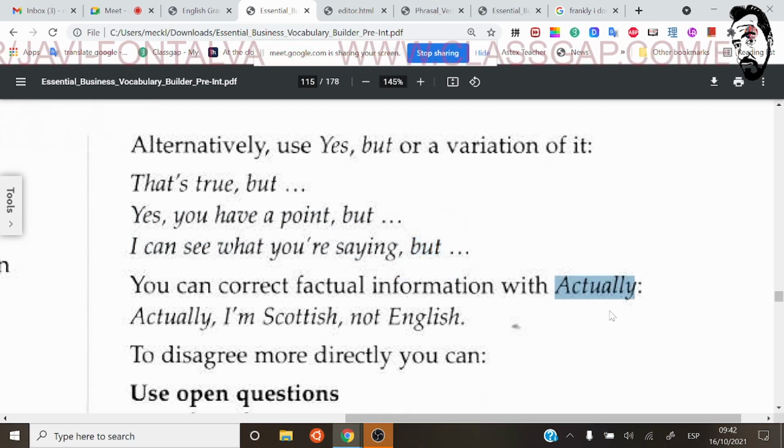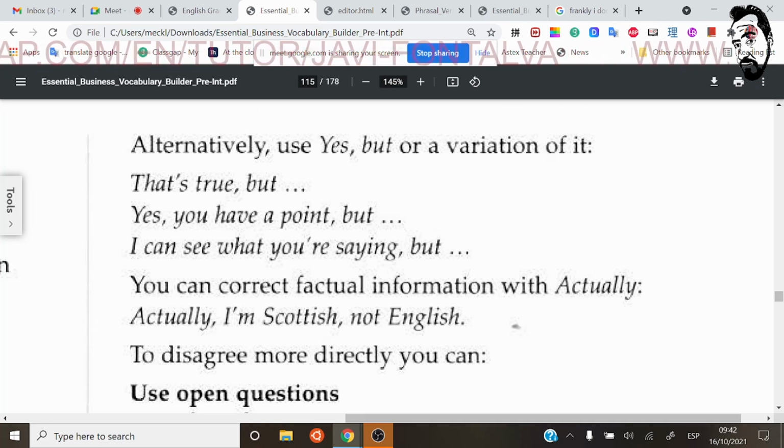Actually es una buena palabra. Porque cuando alguien dice algo que no es correcto al 100%, puedes decir actually. You can use this to correct. So imagine, for example, Danny, are you from Uruguay? You could say, actually, I'm not from Uruguay, I'm from Argentina. Yeah? For example. De hecho, en realidad.